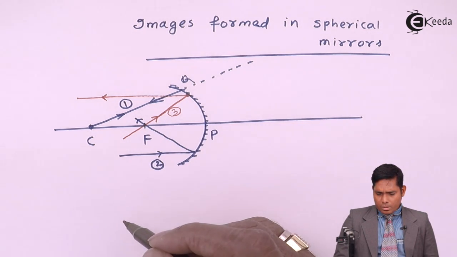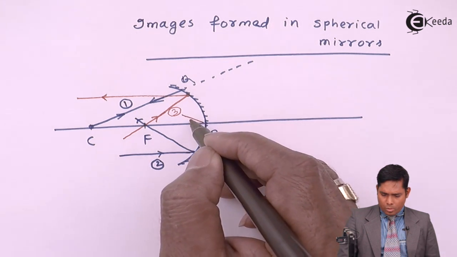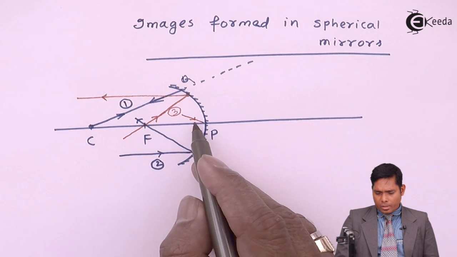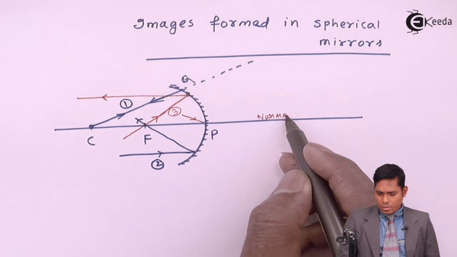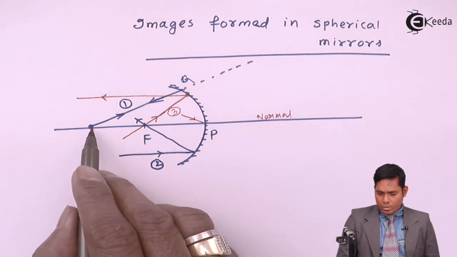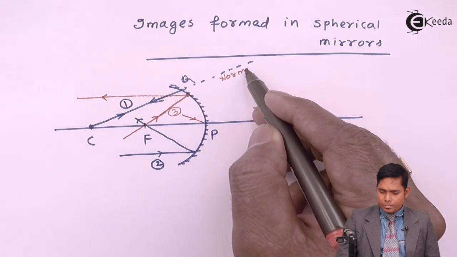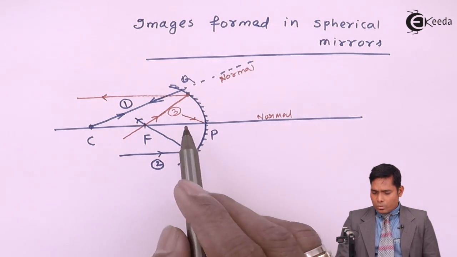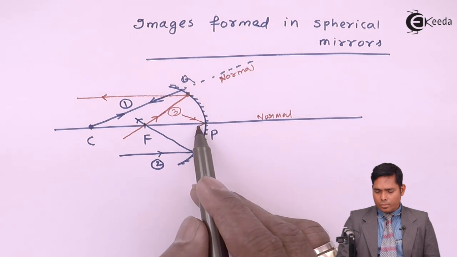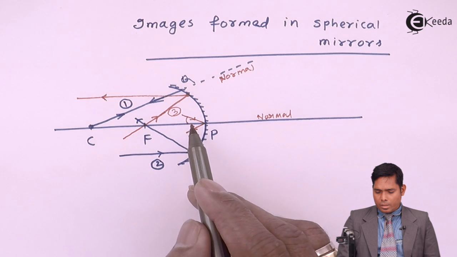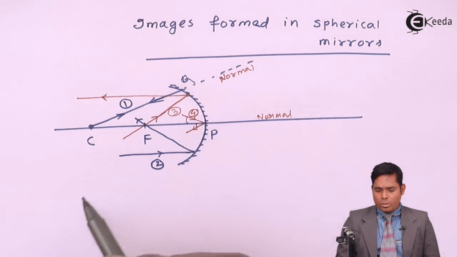Another situation is possible when a ray strikes at the pole with a certain angle. Because the line joining the center of curvature and the pole is normal, it will follow the law of reflection, that is, the angle of incidence must be equal to the angle of reflection. With the same angle here and here, it will be reflected back. This I will call ray 4.